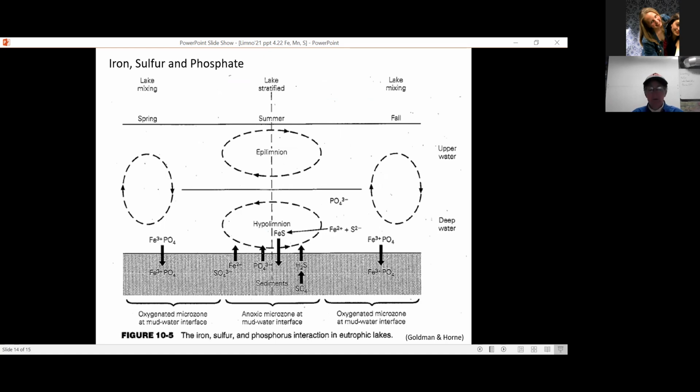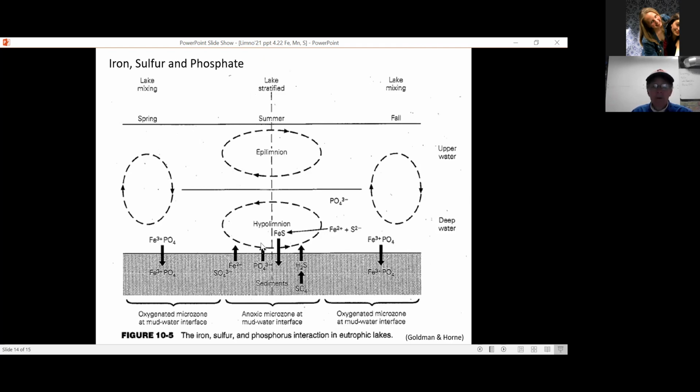I think this is how I'm gonna wrap up this discussion. This is another figure from Goldman and Horn. This is posted on D2L, except for the figure that I made this morning. And what this is showing in this kind of cartoon diagram is, here we got spring, the lake is mixing. Here we got summer, lake is stratified. Here we have fall, the lake is mixing again. This is a eutrophic lake.